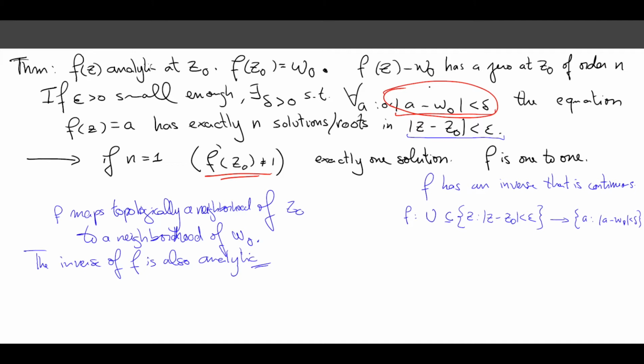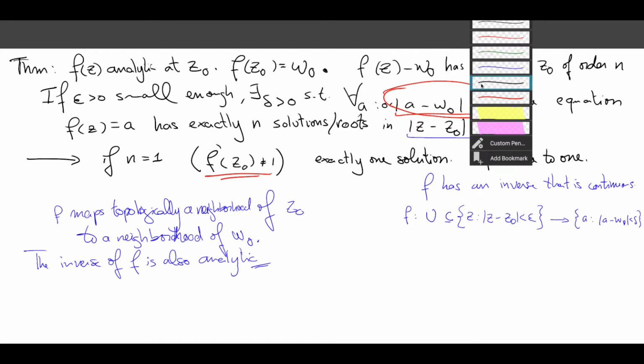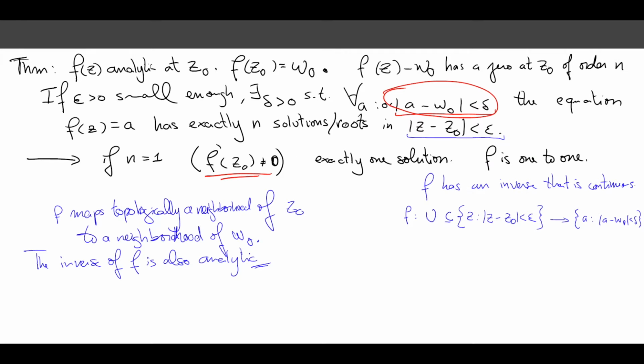Yes, someone pointed it out in the chat. Of course, this is different than zero, not one. Sorry. Because I want the zero to be of order one. So F is a homeomorphism.